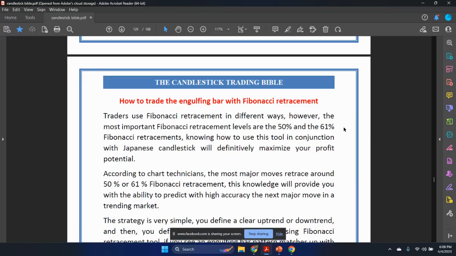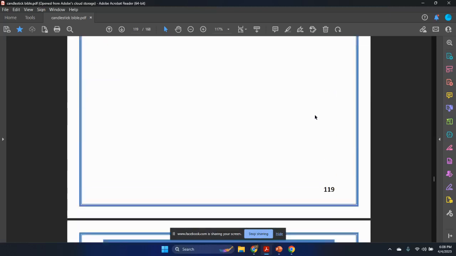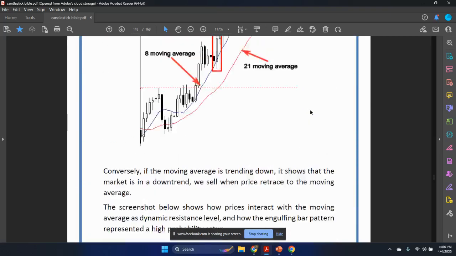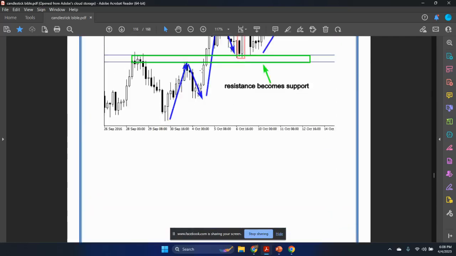Alright, so next time we're going to go over how to trade the engulfing bar with Fibonacci retracement. I know we talked a little bit about Fibonacci in our previous sections, but we're going to talk about it this time. Alright, you guys, stay tuned.